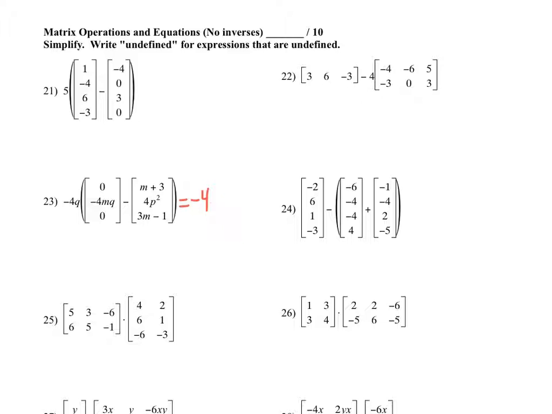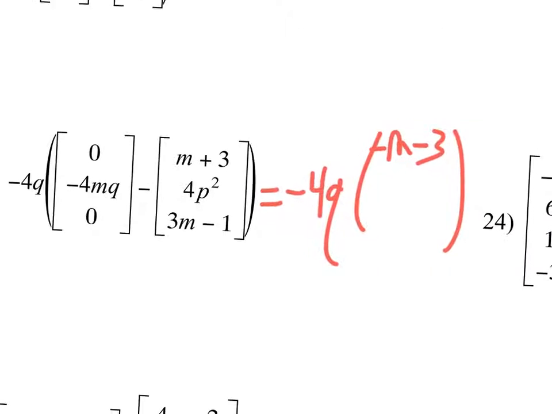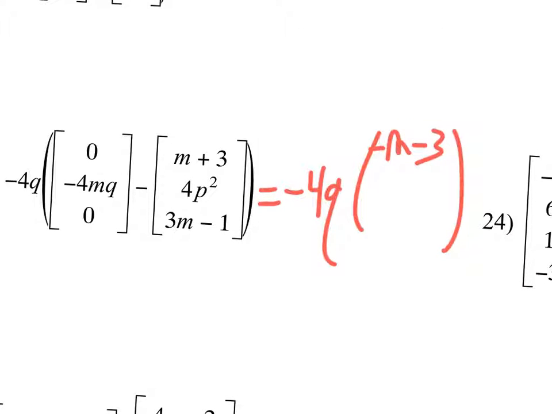That's going to be negative 4q, and that's multiplied by the matrix 0 minus m minus 3, m plus 3. So that would be negative m minus 3. Negative 4mq minus 4, I'm going to zoom in so I can actually fit this in my parentheses, minus 4p squared would be negative 4mq minus 4p squared. And then 0 minus 3m minus 1 would be minus 3m plus 1.